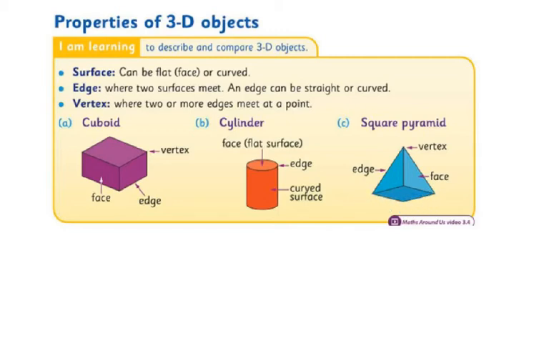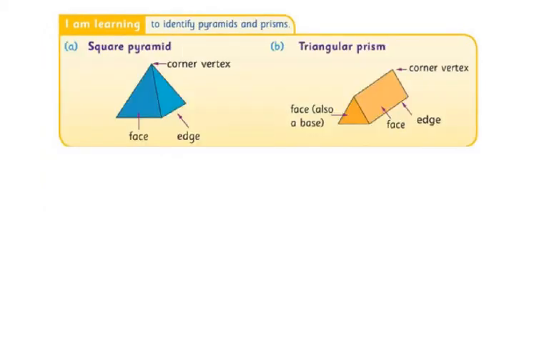It may be a little bit difficult to see the properties of the square pyramid as we can't physically hold it, so I will go through it with you. It has 5 faces, 5 vertices, and 8 edges. So we're going to look at the triangular prism now, because we have already looked at the square pyramid.